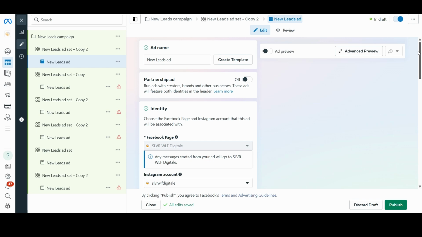So that is setting up an ad on Meta in a nutshell.